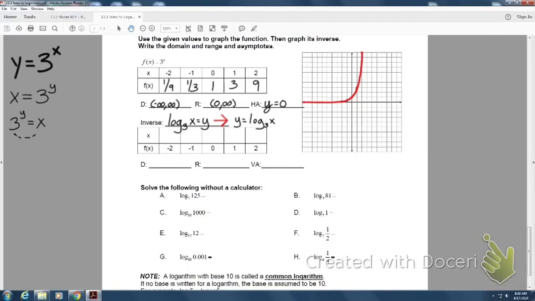Now, these x values are going to be the what values of the table above? The y values. Remember, x's and y's flip on the table. So I've got 1/9, 1/3, and so on. And then go ahead and graph that.